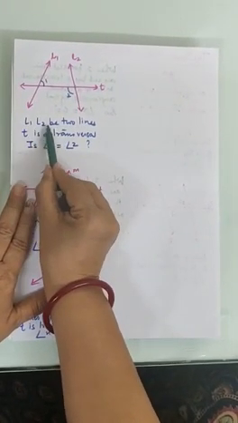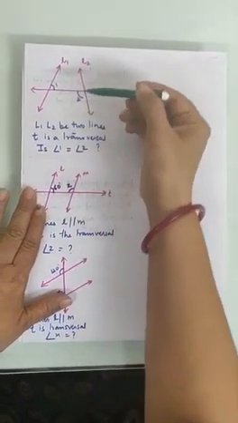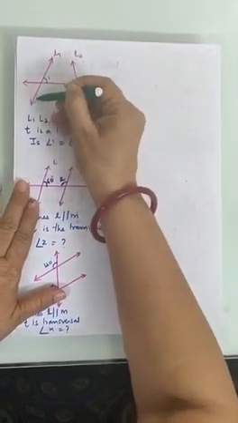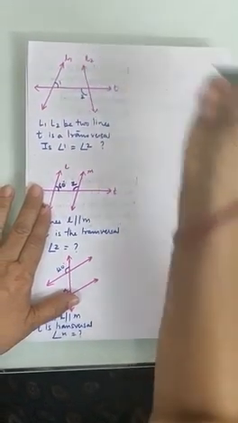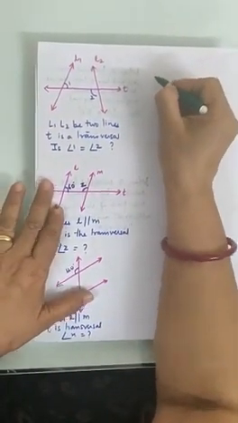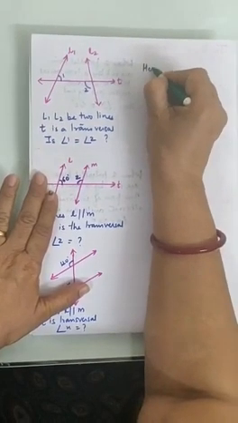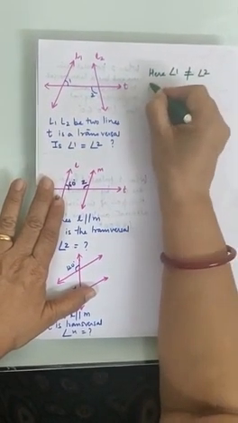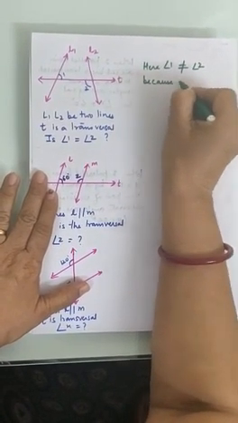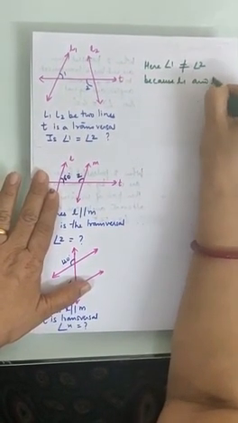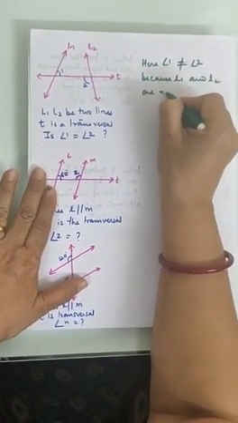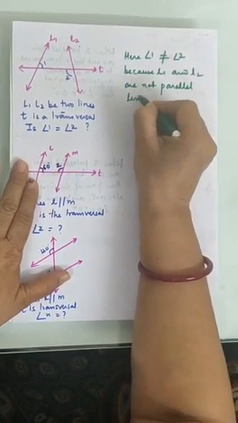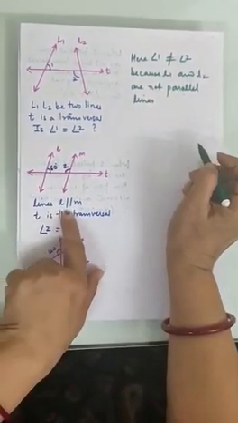It is not said that L1 and L2 are two parallel lines. So angle 1 will not be equal to angle 2 because L1 is not parallel to L2. So we write here: angle 1 is not equal to angle 2 because L1 and L2 are not parallel lines. Is this clear? Now we come to the next question.